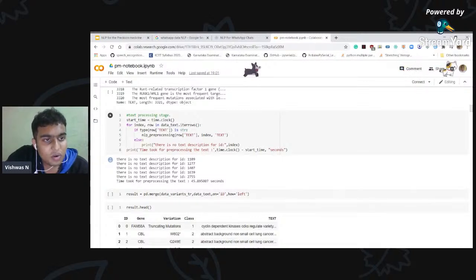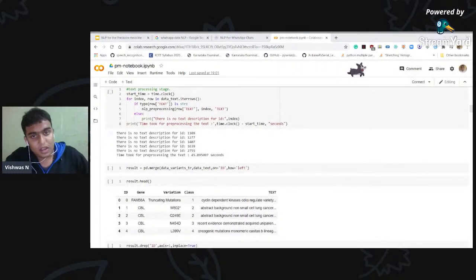This is an index and a row, and the data of the text and the iter rows have been used, and this is how I was working on it.